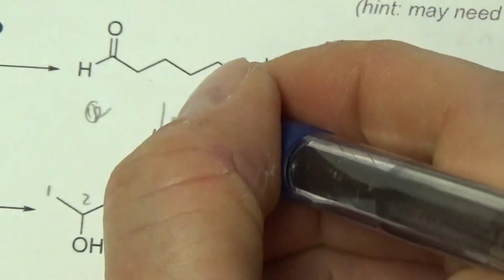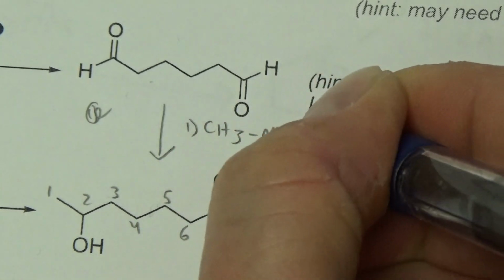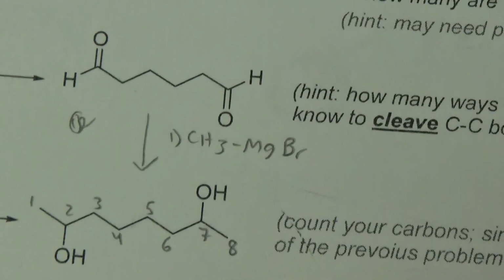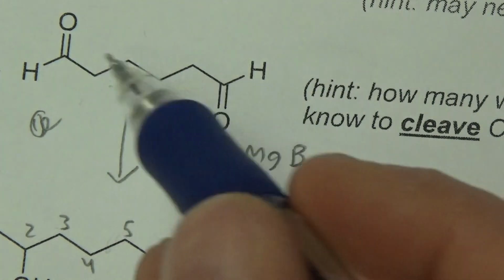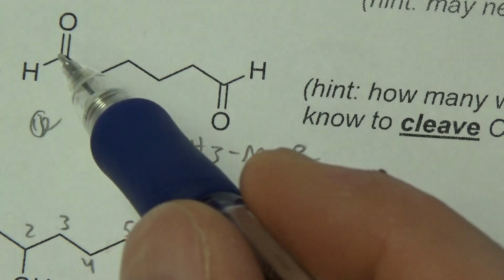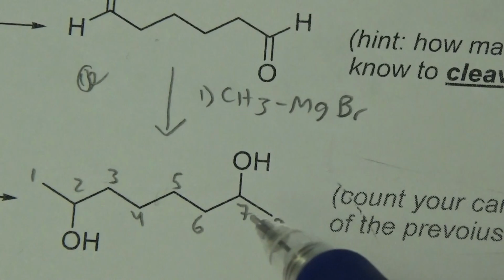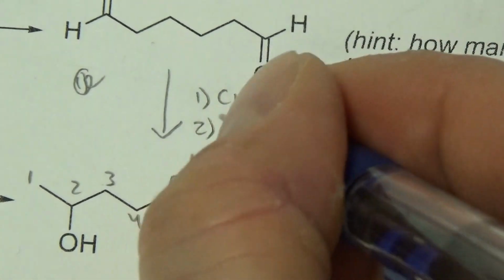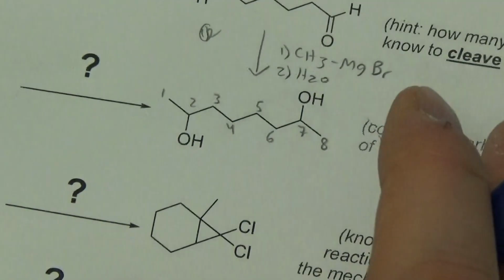Draw it. It's CH3MgBr, methyl Grignard. That would add a methyl to both aldehydes: a methyl to that one to make a secondary alcohol, and a methyl to that one to make a secondary alcohol. There's your two secondary alcohols. And then water. So how do we put that all together?